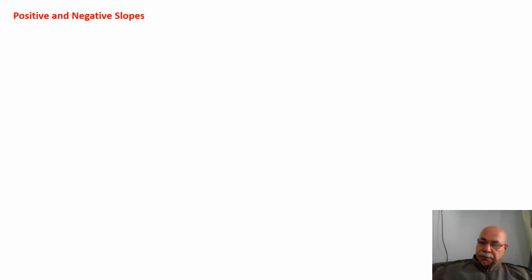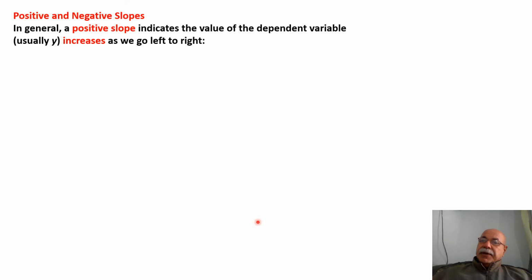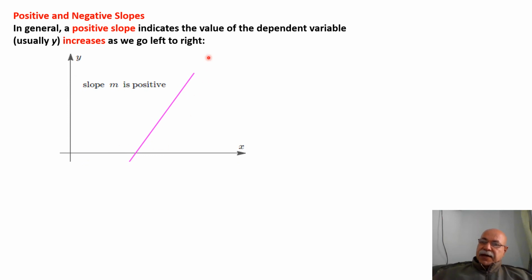Positive and negative slope. In general, a positive slope is indicated when the value of y increases as we go from left to right, like this.